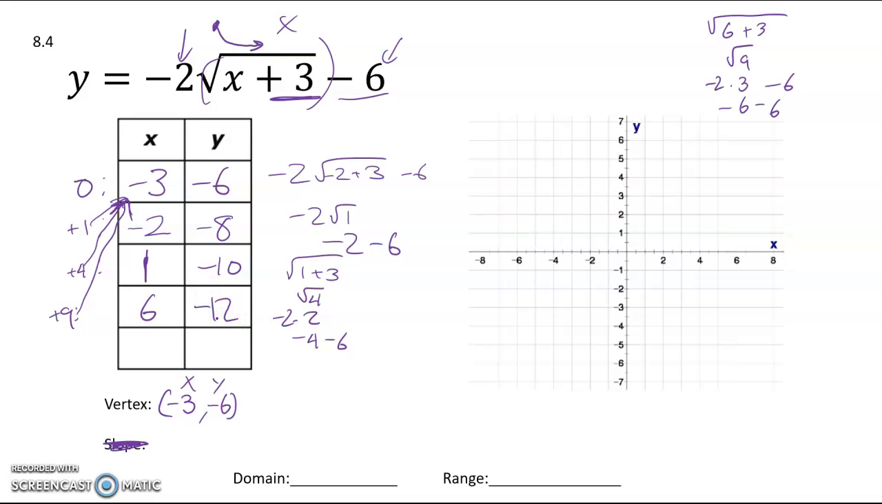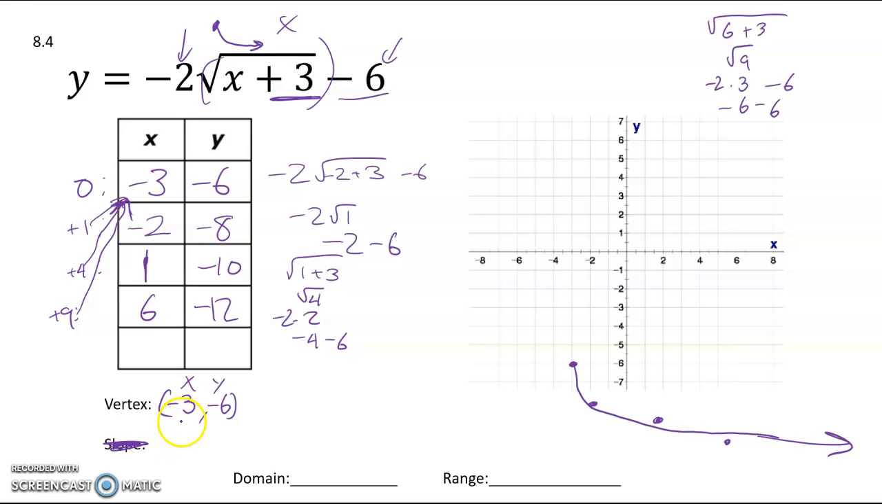If I go ahead and graph this, I go to negative 3, negative 6. Negative 3 is right here, down negative 6 is right here. Negative 2, negative 8: negative 2 is here, and negative 8 is way down here. I don't have a whole lot of room down here. Then 1, negative 10, which is about right there. And then 6, and about negative 12. So it looks something like that. Not a great drawing, but it looks something like that.